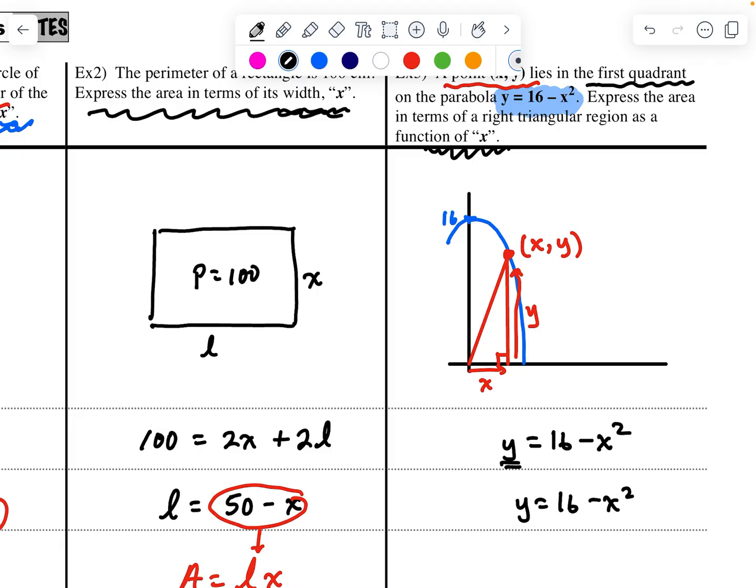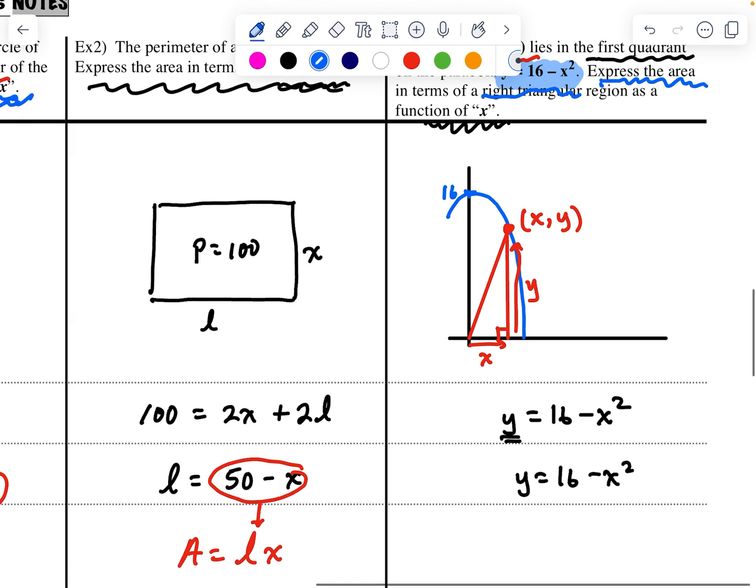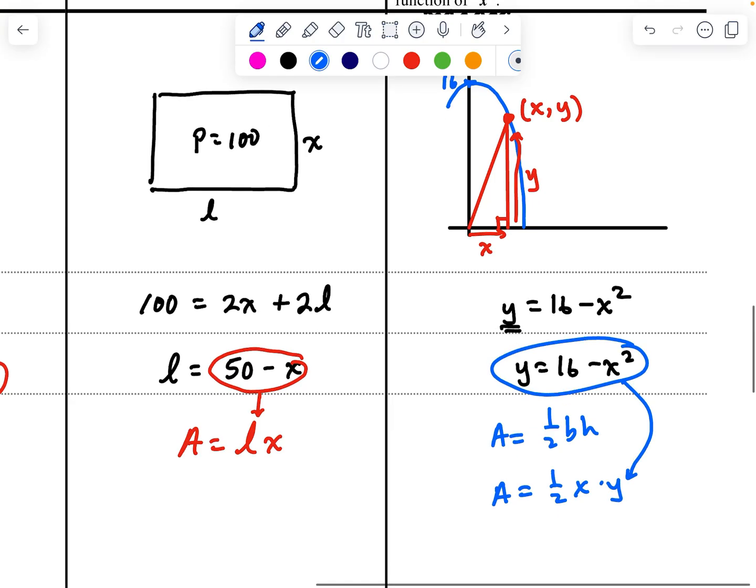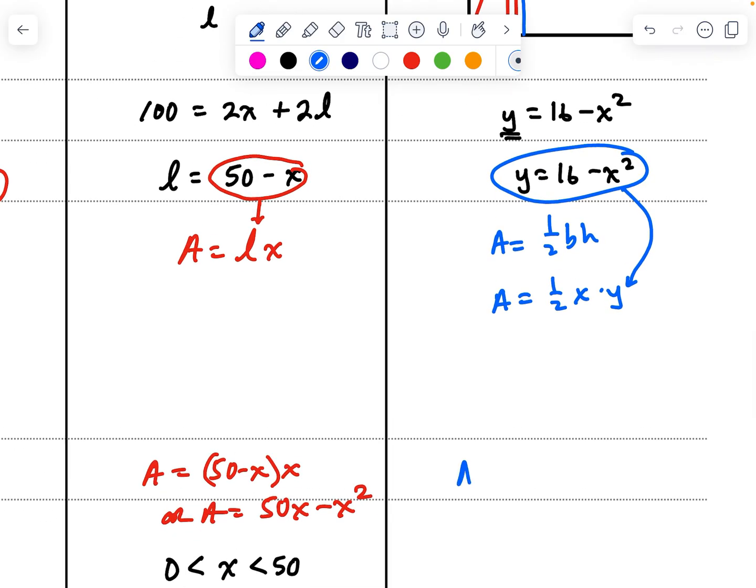All right, the second equation is going to be express the area of the right triangle. Okay, well, area is equal to 1/2 base times height. So in our case, area is equal to 1/2 x times y. Since we know what y is equal to, we're going to plug it in down here. And eventually, our equation becomes area is equal to 1/2 x times 16 minus x squared. You can distribute if you want, but you do not need to. Notice again, we have at least a quadratic. If we distribute the x, we're actually going to have an x cubed here.